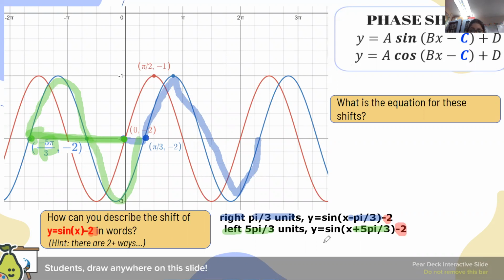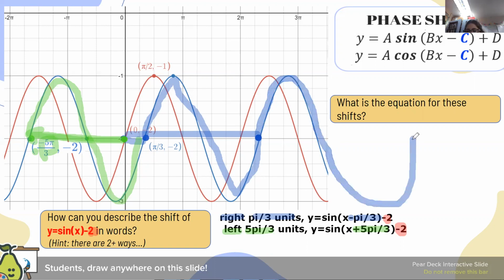And honestly, I could have kept going. As far as figuring out if I wanted to continue going right, I could have gone pi over 3, but I could have kept going all the way to this value over here, which would have been 7 pi over 3. It would have started again, and it would have completed another cycle of sine. So it really just depends on your perspective, which is why it's so important to write out the phase shift in words and then convert that to an equation.